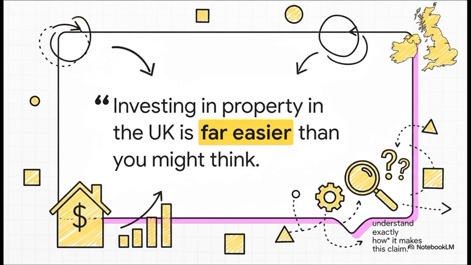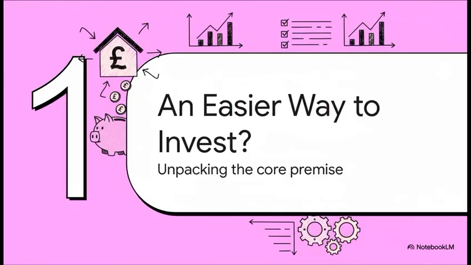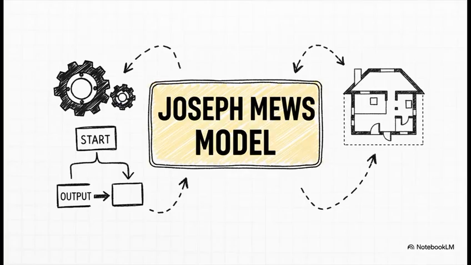So our job today is to get into the how. How exactly does this model supposedly make it so easy? All right, let's start unpacking this whole thing. Is there really a simpler way to get into property investing? Let's take a look at the actual system behind that big claim. So, the system has a name, the Joseph Muse model. And giving it a specific name like that suggests it's not just some random idea, but a structured, repeatable process. So, what are the steps?